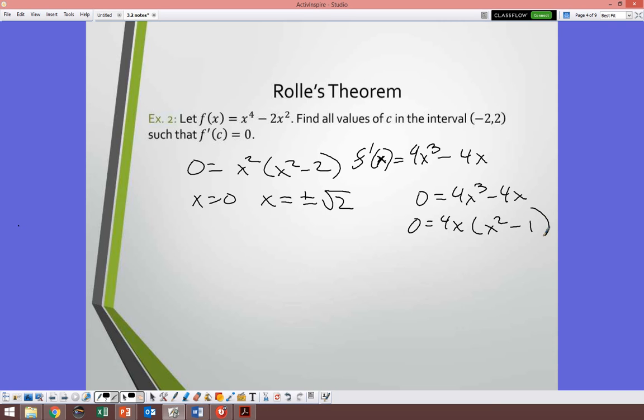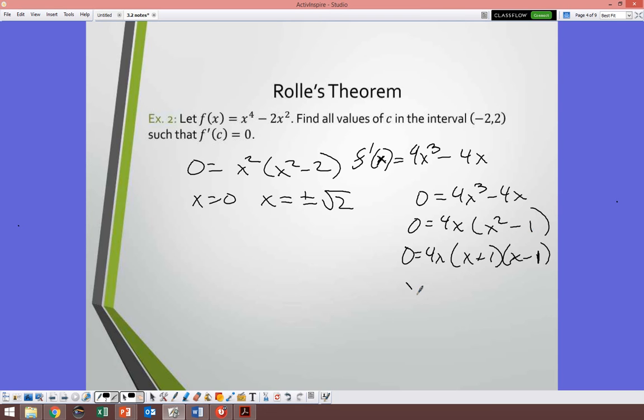So now it's going to be 0 equals 4x quantity, x plus 1, x minus 1. Because that's the difference of squares, isn't it? Yes. So I come up with the places in which my derivative is going to be equal to 0. x equals 0 and plus or minus 1.